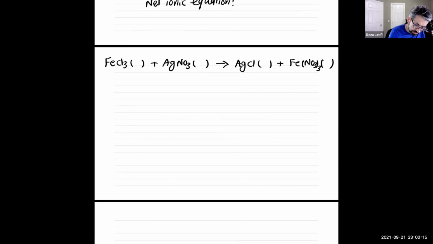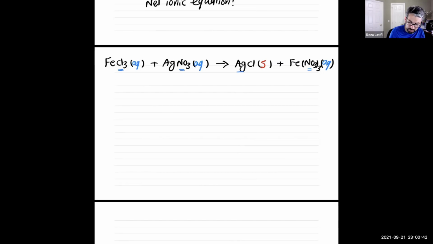So you go. First ones will be aqueous because of the chloride. Iron is not a heavy metal. Silver nitrate, because of the nitrate, it will be soluble. Okay. Iron nitrate, because of the nitrate, it will be soluble. A heavy metal like silver met with chloride will give you a solid. You say S. Okay. Balance it.